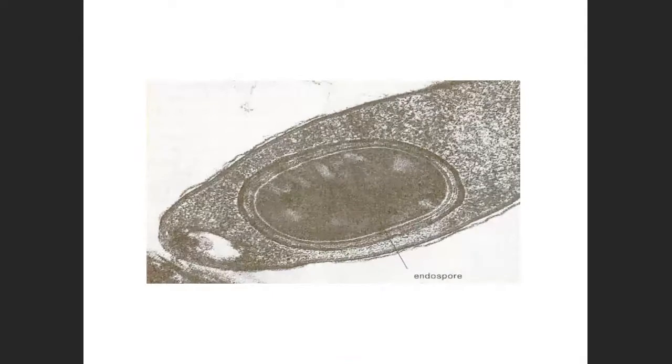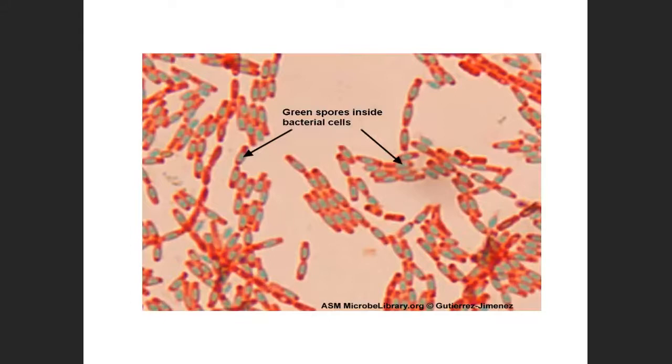Here's an electron micrograph showing the endospore. It's pretty nice. And if we get to go back to the classroom, we're going to do endospore stains, and you're going to be able to see the endospores inside of the bacteria, right? So the green structures inside the bacteria, the vegetative cells of the bacterium are staining red, but the green structures are the endospore. Okay? Any questions? All right.